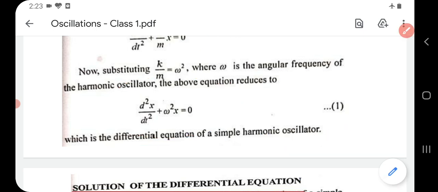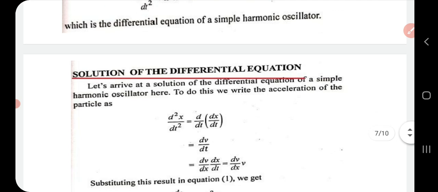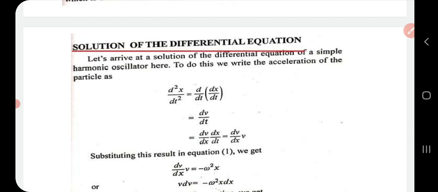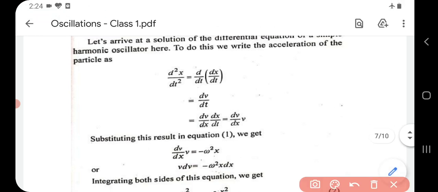Now our next aim is to find a solution for this differential equation given in equation 1. For that, let us start with acceleration. We know acceleration is d square x by dt square. Now that can again be rewritten as d by dt of dx by dt. That is right, it is the same as d square x by dt square. Now d by dt is kept as such. Now what is dx by dt? It is v, velocity. So this will reduce to dv by dt, because this term is v.